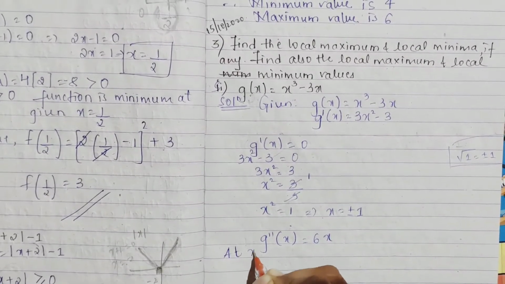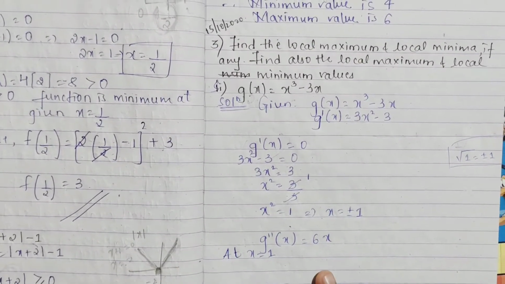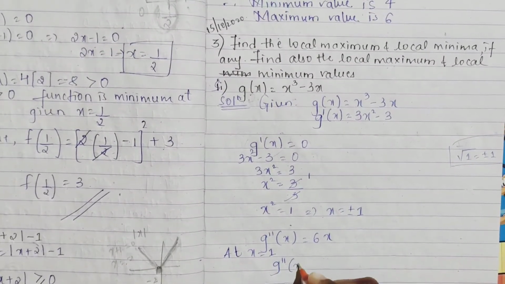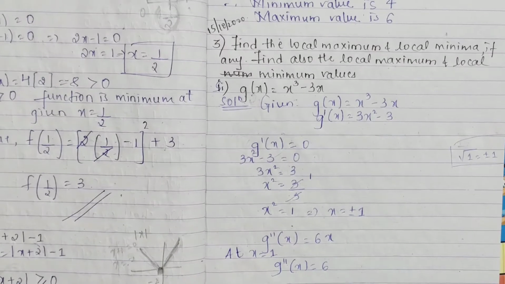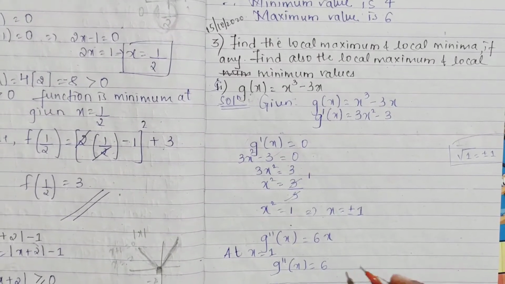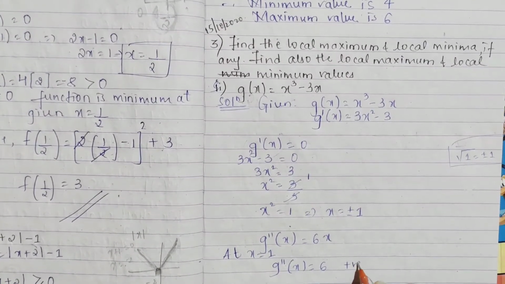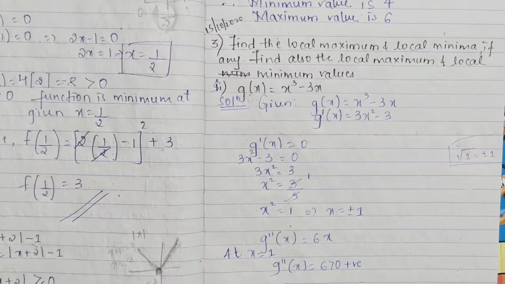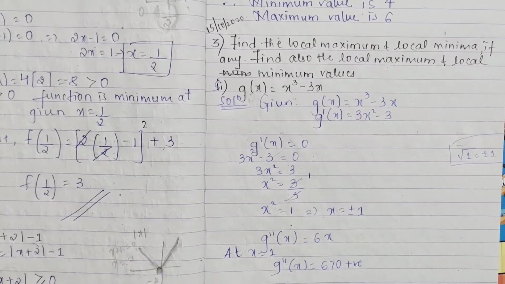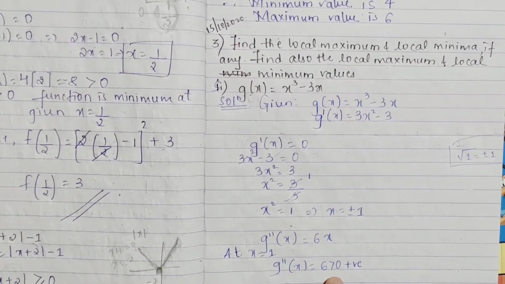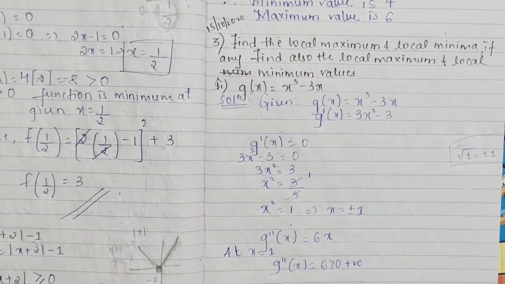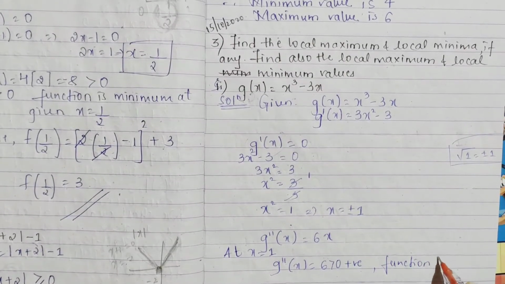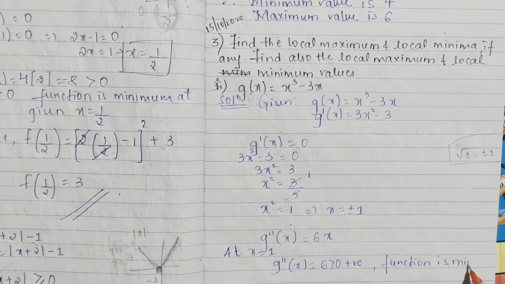At x is equal to 1. First we will check at x is equal to 1. Your g double dash of x, what we will get, 6. And the nature of this is what? It is positive. If it is positive, it means the function is minimum, right? Here the function is minimum.